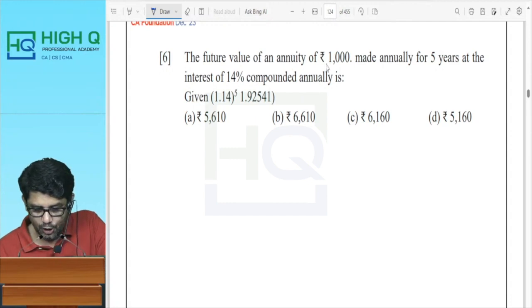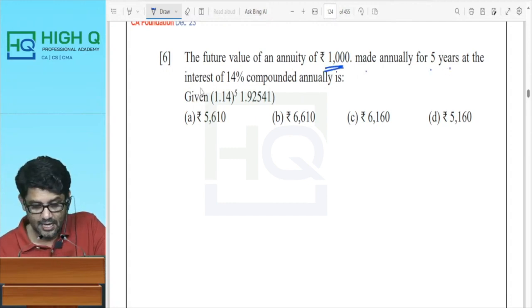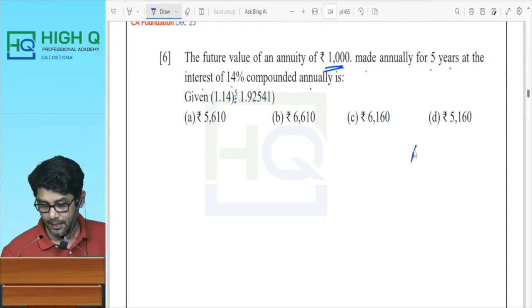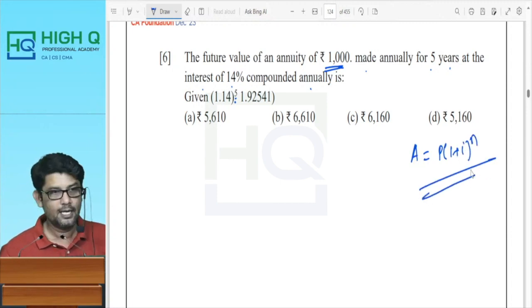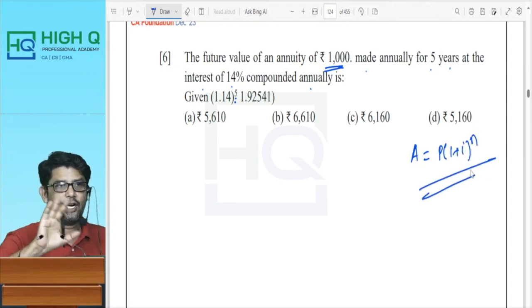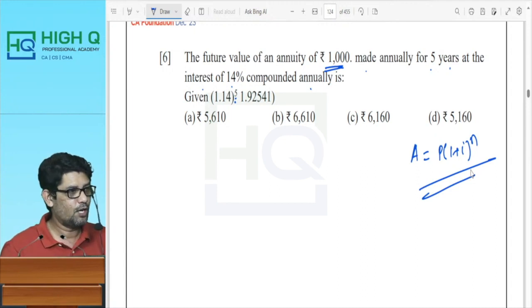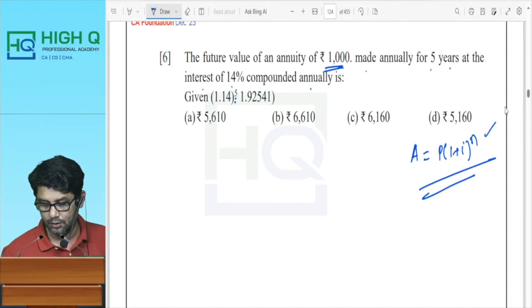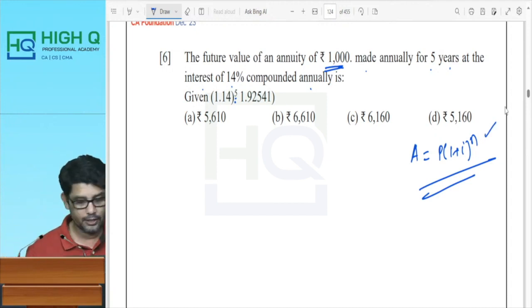The future value of an annuity, 1000 rupees, made annually for 5 years at the interest 14% compounded annually is. As I told you, it is given. Future value they ask you to find out. See, listen here, my dear. Amount is equal to P into 1 plus i whole power n. This is not an annuity based sum because annuity is not given. If annuity is not given, if they ask you to find out future value, this is the formula to be used.